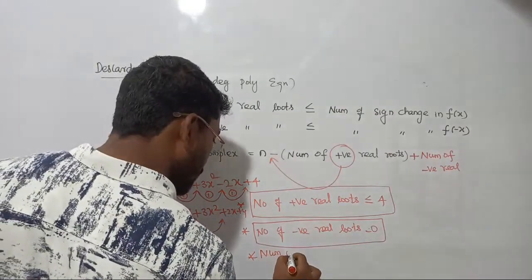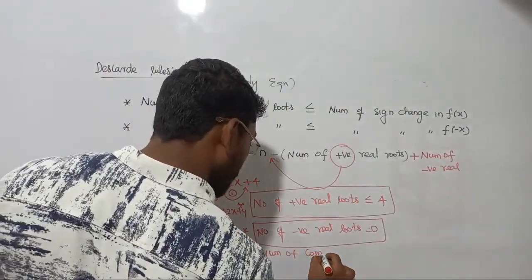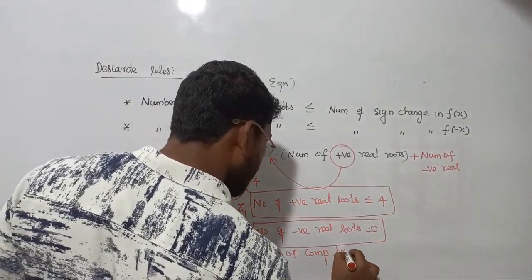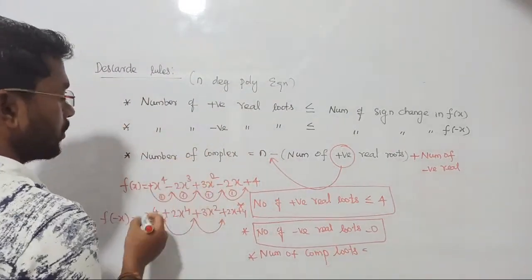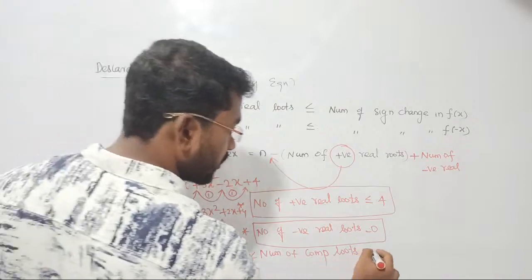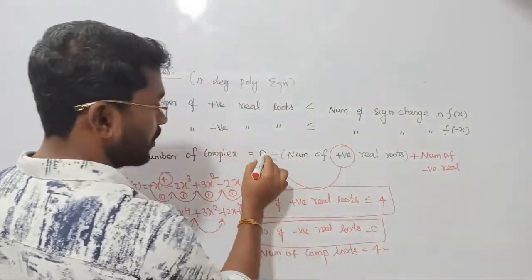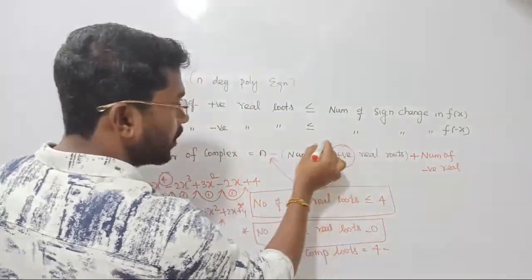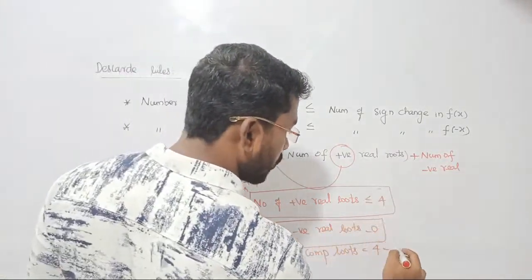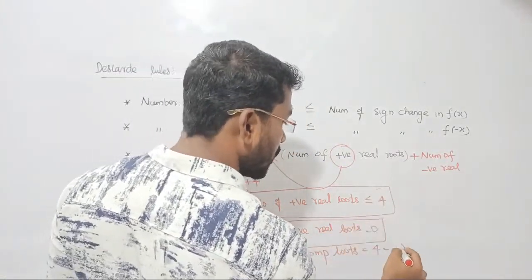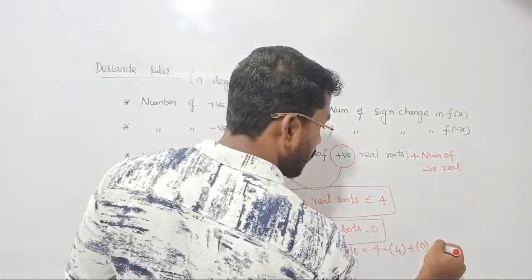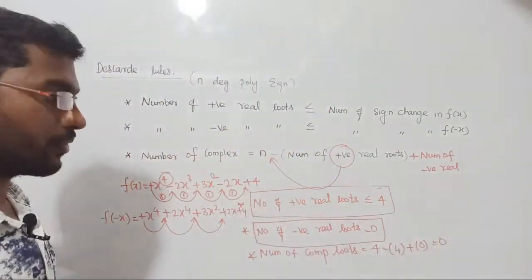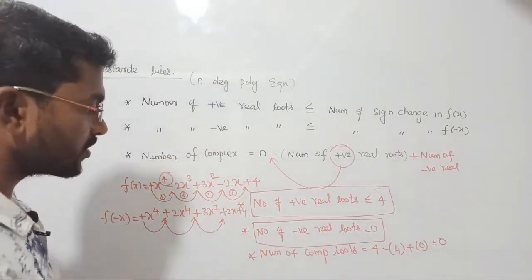So number of complex roots, let's see. What is the formula guys? Number of complex roots is equal to the polynomial degree minus something. For our case the degree is 4, right? The maximum is degree 4, and the formula is degree minus number of positive real roots. So maximum I can go to 4. Just now we found the number of negative real roots, I got 0. So what is the answer? The number of complex roots is going to be 0. Clear? Yes, that's all.